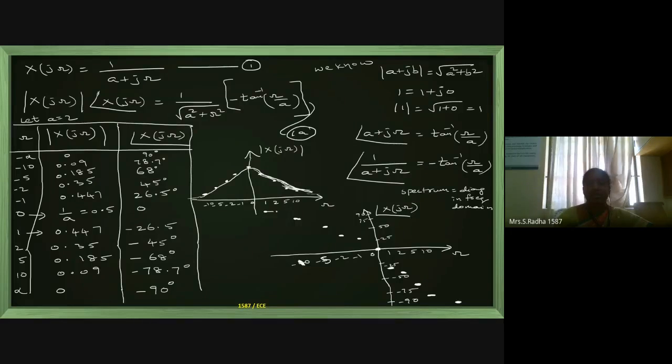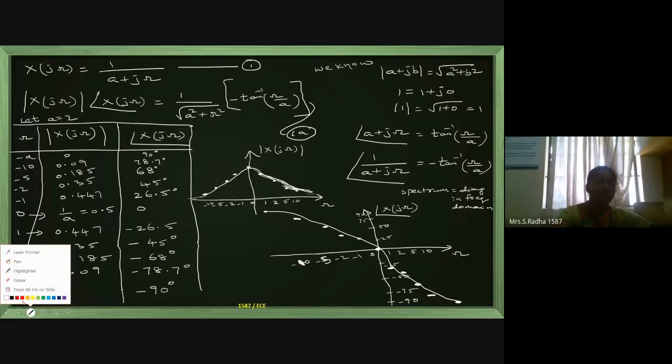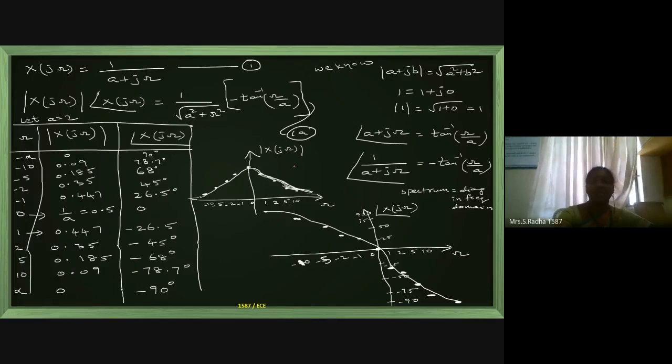Now join all these points with free hand. This is called phase spectrum. Now the first diagram is between omega and magnitude. It is called magnitude spectrum. And the second one is the diagram between omega and phase angle. This is called phase spectrum. Magnitude spectrum and phase spectrum together are called frequency response. Spectrum means frequency.